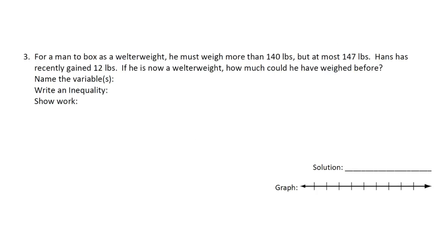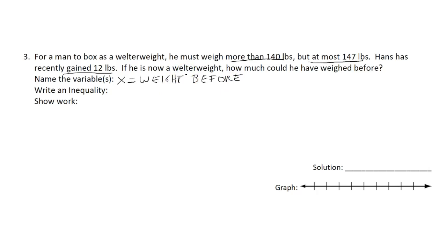In example 3, start by reading the problem. For a man to box as a welterweight, he must be more than 140 pounds, but at most 147 pounds. Hans recently gained 12 pounds. He's now a welterweight. How much could he have weighed before? So the variable is the answer to the question, how much could he have weighed before? So x equals his weight before he became a welterweight, before he gained the 12 pounds.